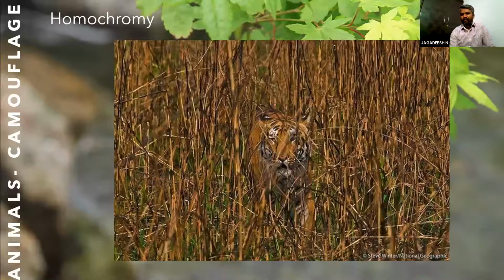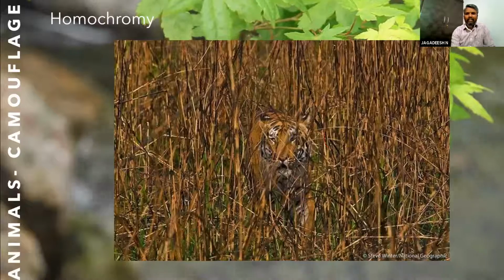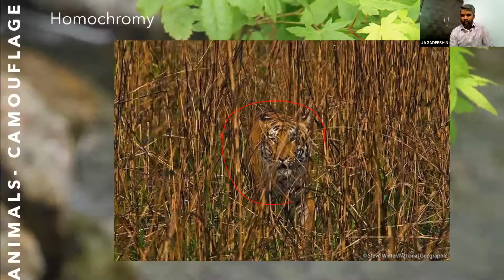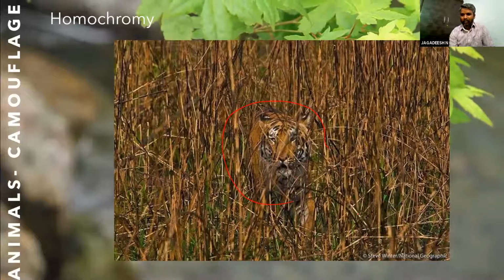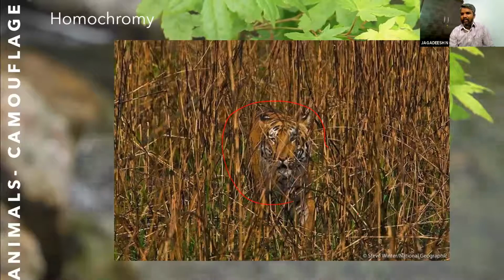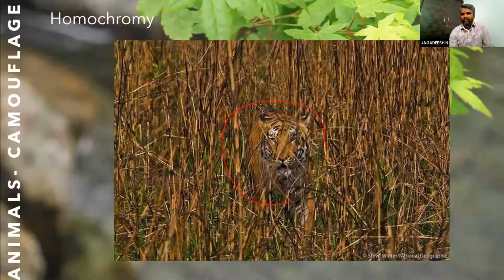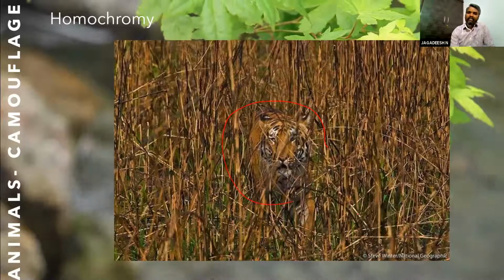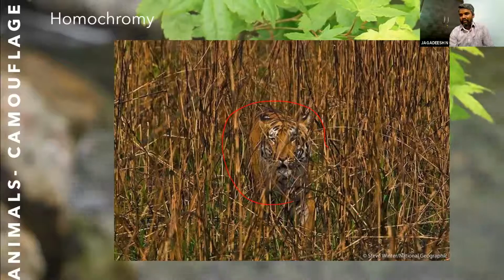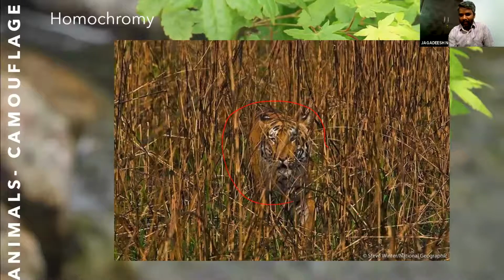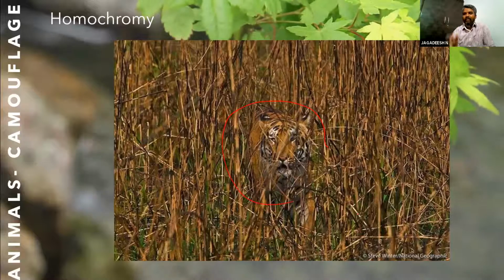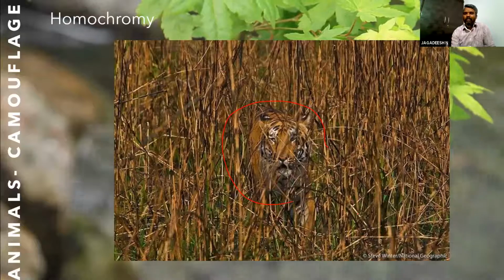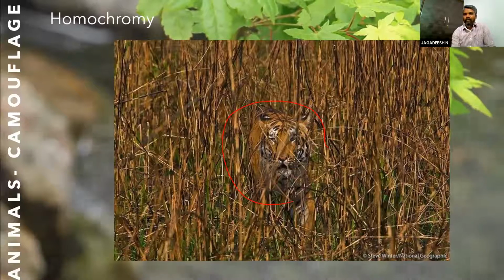Here is a tiger crouching in the midst of the grass, that dried up grass. We cannot distinguish, we cannot identify that there is a tiger inside this dry grassland. So that animal's body color is so developed that it can hide in the background.